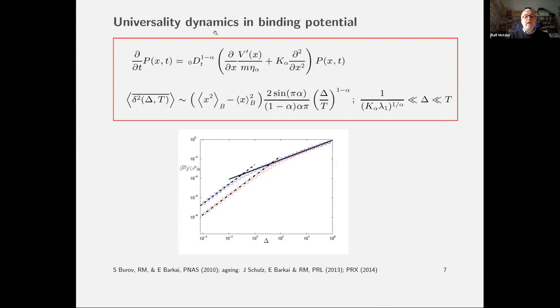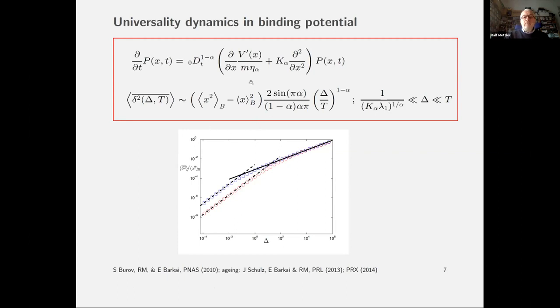Now, one way to describe this is by these time-fractional Fokker-Planck equations, where we have here the confining potential, here we have the diffusivity, and this is a Riemann-Liouville operator. And what we showed together with Eli and Stas Burov quite some years ago was what happens to the time average in this confinement.